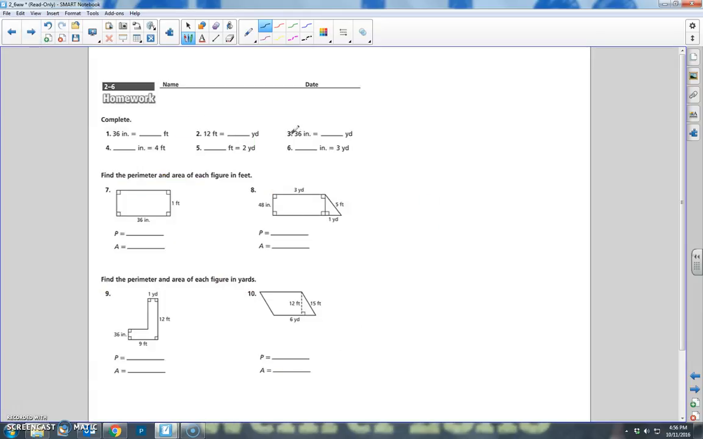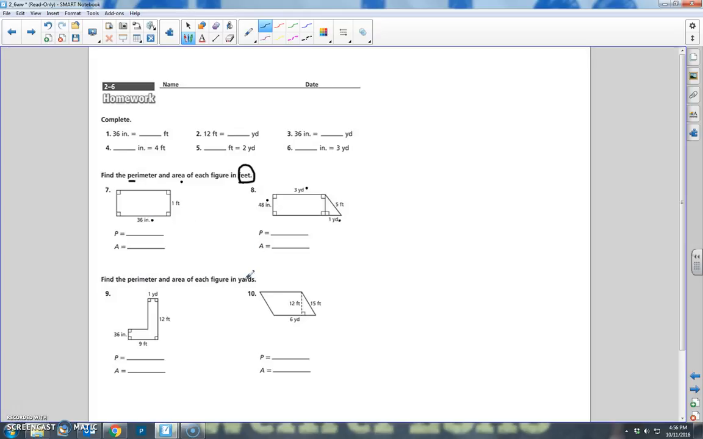So your assignment is this page, and hopefully you had a chance to work on some of this today. I'll give you a couple hints. Ready? This is perimeter and area in feet. So make sure everything is in feet. You have to change that guy, change that guy, change that guy. Perimeter and area in feet. Feet, inches. Change that guy.